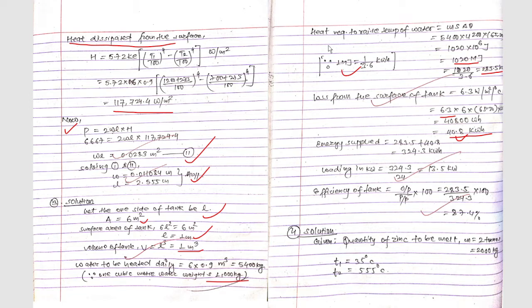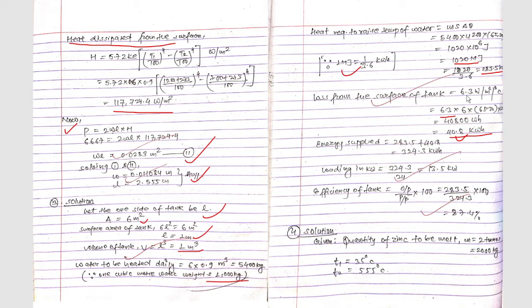So here we can see, the heat required to raise the temperature of water is m s del theta, and m is 5400, s is 4200, and again del theta is 65 minus 20. So we'll get 1020 into 10 power 6 joule, which is 1020 megajoules. We know 1 megajoule is equal to 1 upon 3.6 kilowatt hours, so we'll get the value in kilowatt hours.